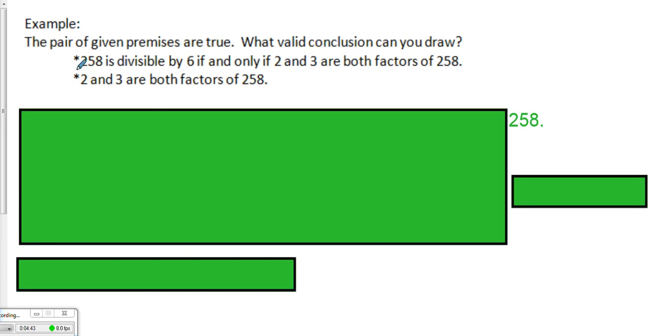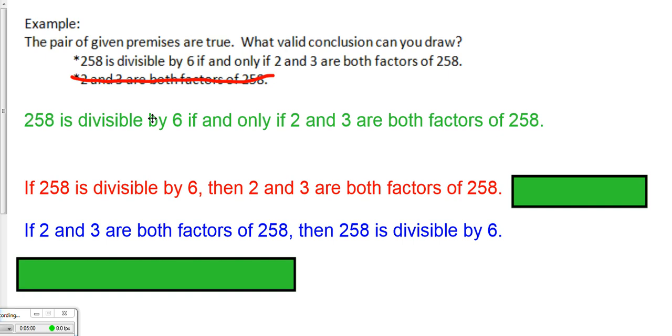So what I'm going to do is actually cross this out just for now. You don't need to cross it out. I'm just going to block it out. And we're going to say, let's pretend the only information we knew was this biconditional, and we knew that it was in fact true. Taking that biconditional, which I rewrote in green here, we can split it up into two separate statements, two separate conditional statements.